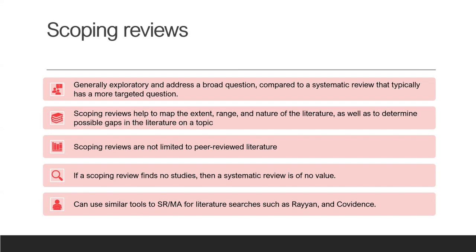It helps to map what knowledge we have, what literature we have in terms of the current topic. And scoping reviews generally are not limited to peer-reviewed literature. For example, it doesn't need to be based on published literature. You can literally look at gray literature as well.